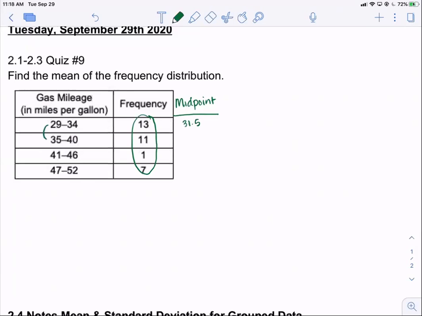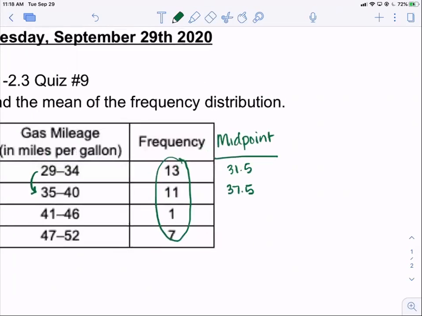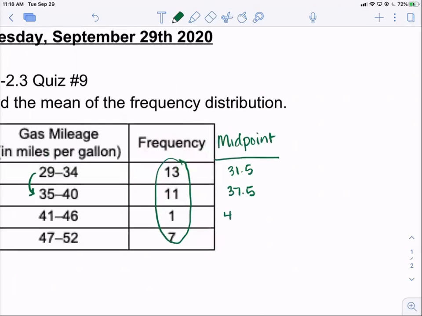What's our class width? How do you get from 29 to 35? What do we add? 6. So add 6 again. 31 and a half plus 6 is 37 and a half. We add 6 again. What's our third midpoint? 43 and a half. And add 6 one more time. 49 and a half. Okay.